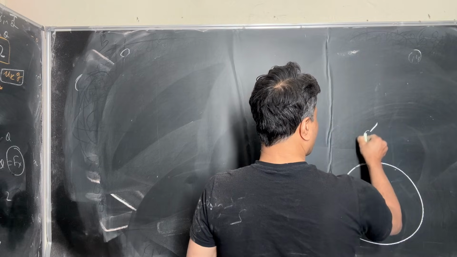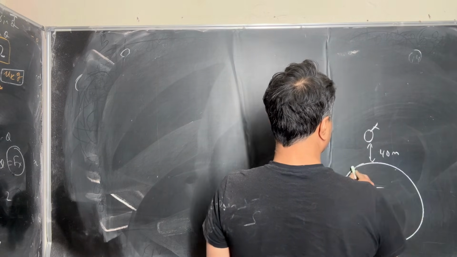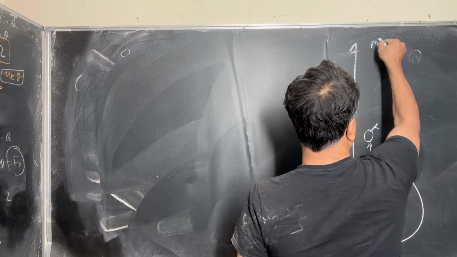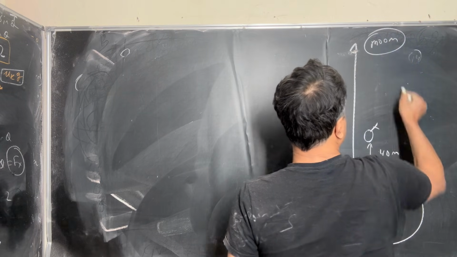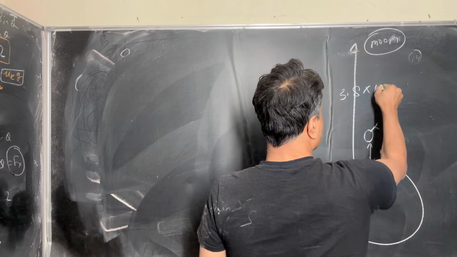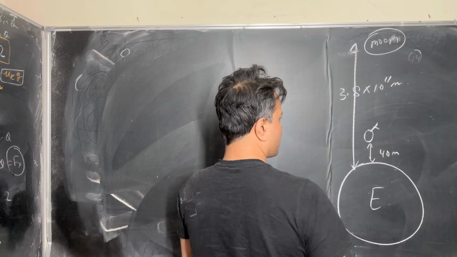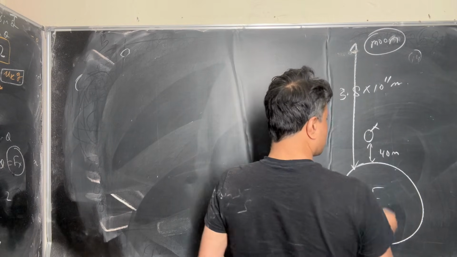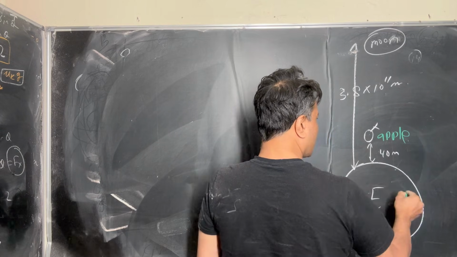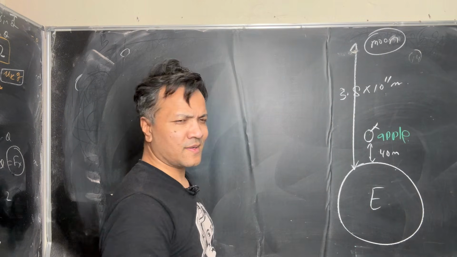And there is an apple over here at 40 meters above the ground, and there is a moon over here some 3.8 times 10 raised to 11 meters above. Why is the apple falling and hitting the earth, but the moon falling doesn't hit the earth?